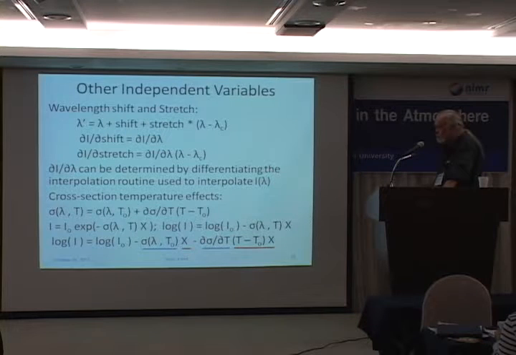And in order to do the differential that we need to put into the Jacobian, all we have to do is calculate what is d lambda by d shift. And that's pretty easy in this case. D lambda by d shift is just 1, right? So we do d lambda by d shift and then dI by d lambda, from the chain rule. The same thing down here, dI by d stretch, dI by d lambda times the derivative of lambda with respect to stretch, and that's the only term left.